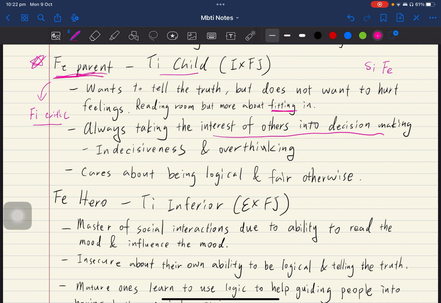So anyway, because of so much FE happening, they are sometimes very indecisive and overthinking because they are TI child thinking about what other people might want. And when it's not clear, then that's when the overthinking starts. So yeah.